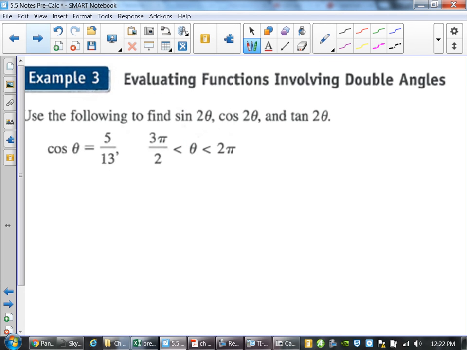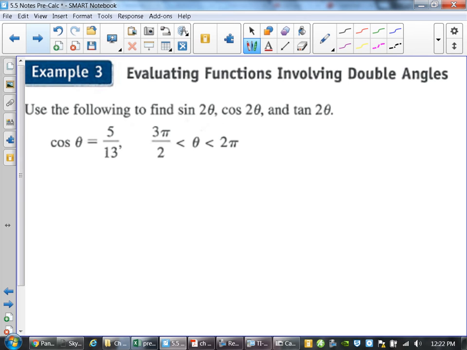This is another one you guys will see. Evaluating using double angles. Given terminal sides of theta within a specific quadrant, whatnot.